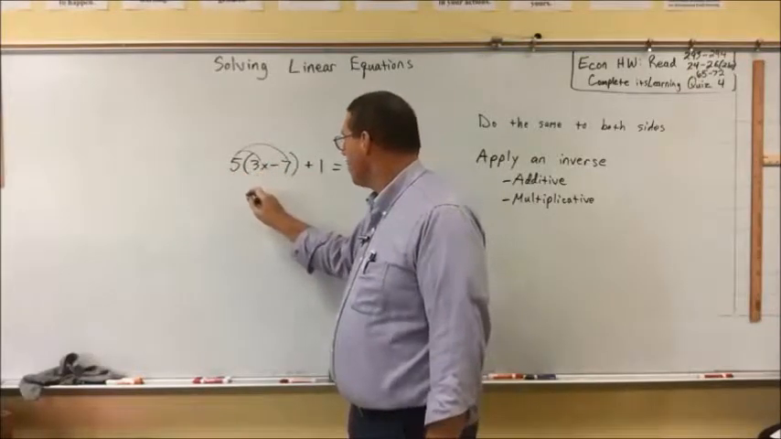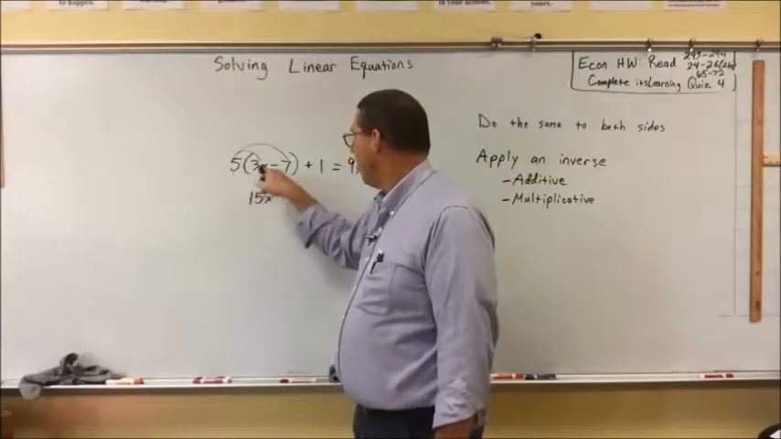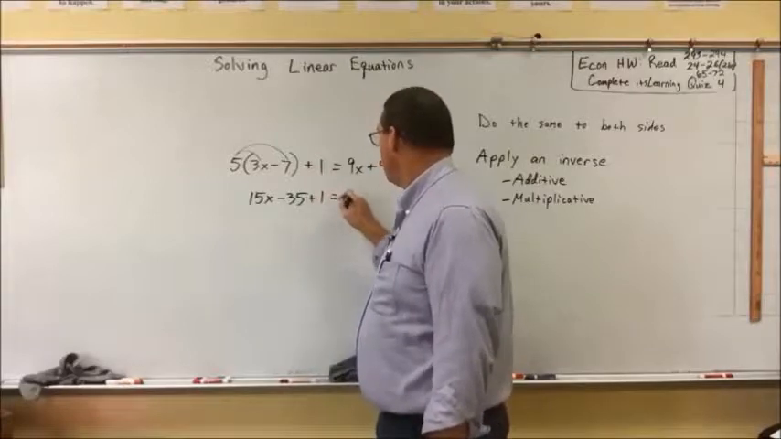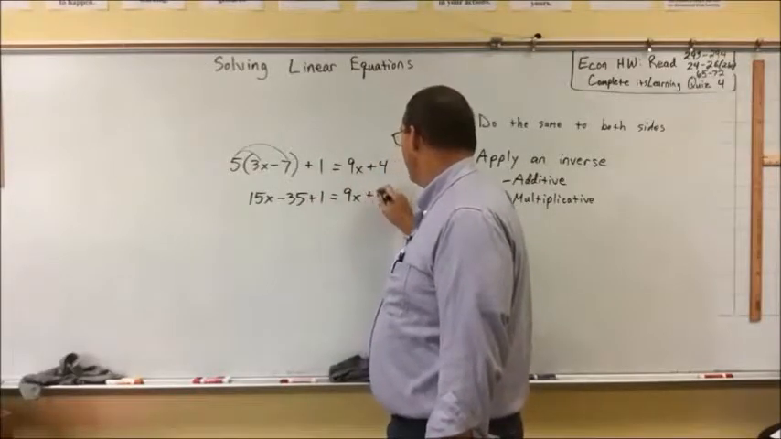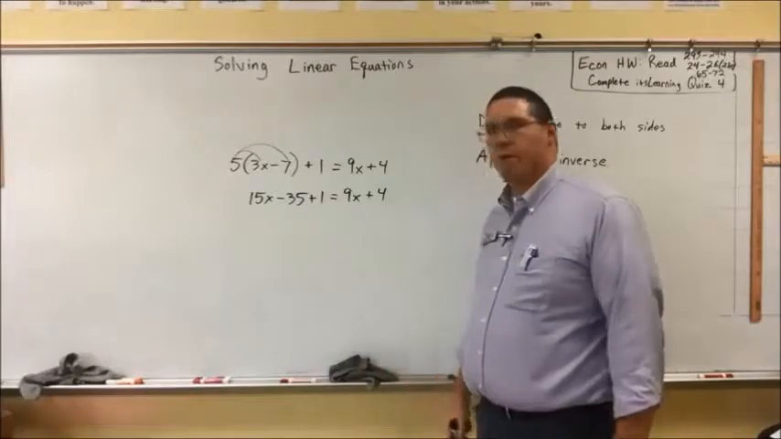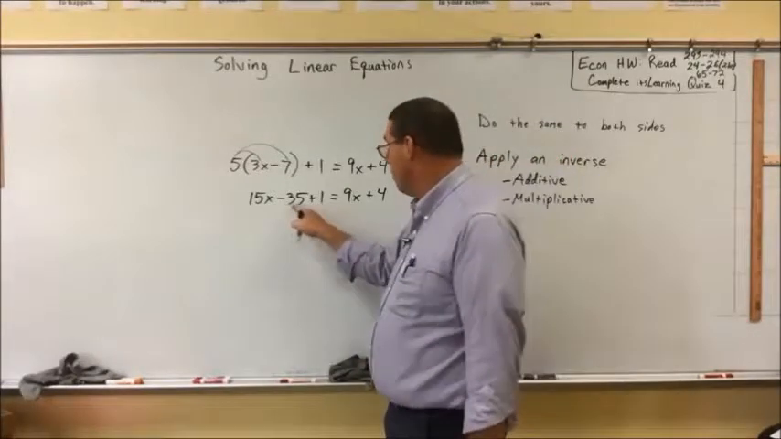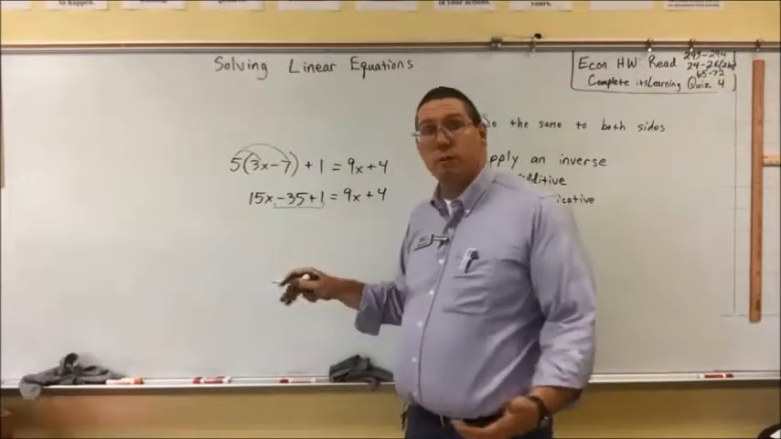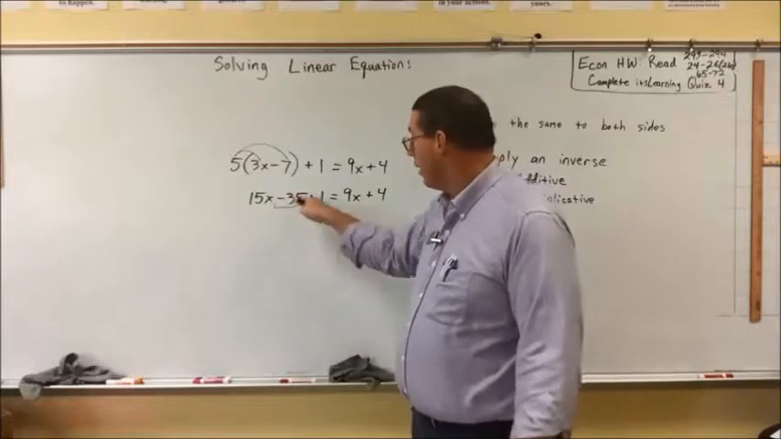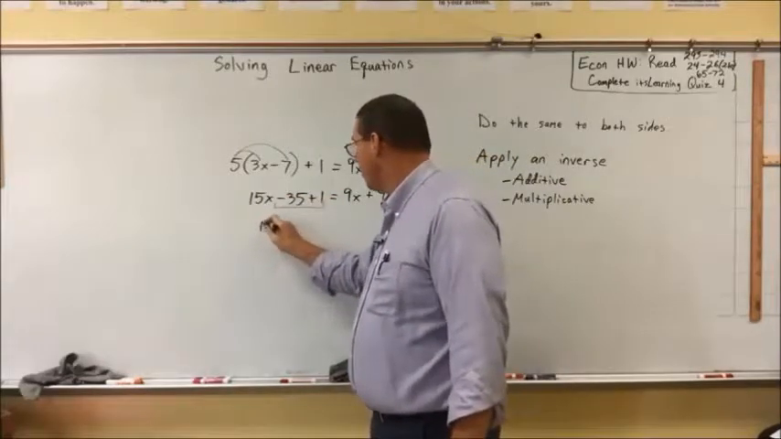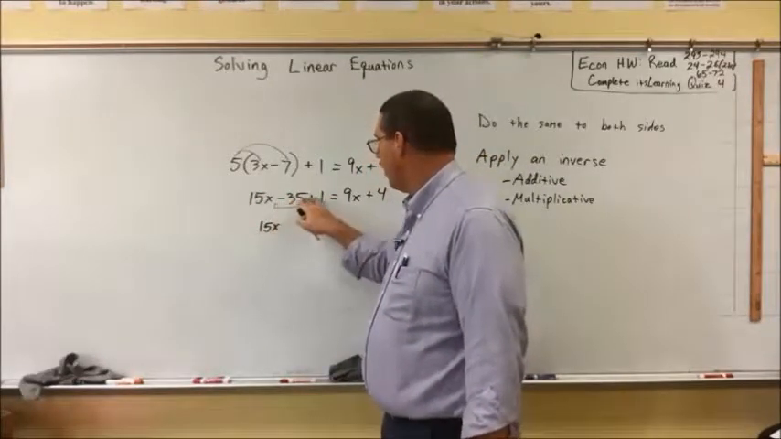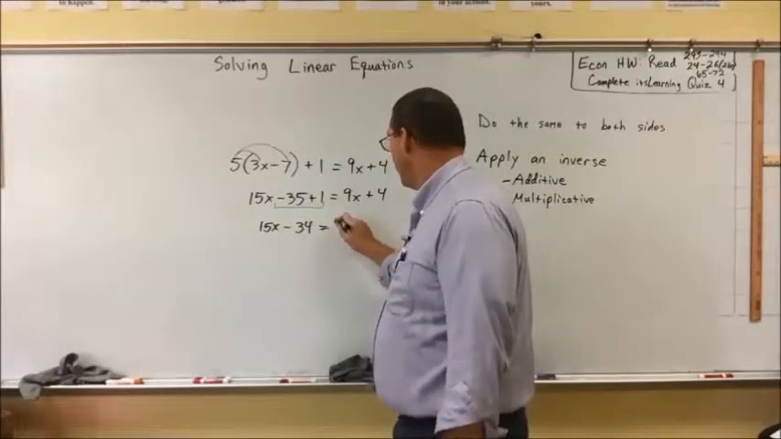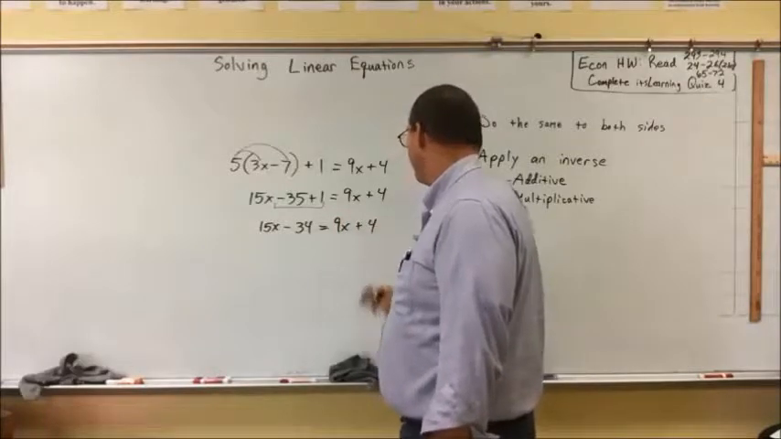So 5 times 3x, that's 15x. 5 times negative 7, that's negative 35, plus 1 equals 9x plus 4. There's a couple things we can do here first. I would like to combine like terms here. This negative 35 plus 1, these are like terms. So we can go ahead and add negative 35 plus 1. So that becomes 15x. Just carry that down. Negative 35 plus 1 is negative 34. Carry down the equal sign. Carry down the 9x. Carry down the 4.